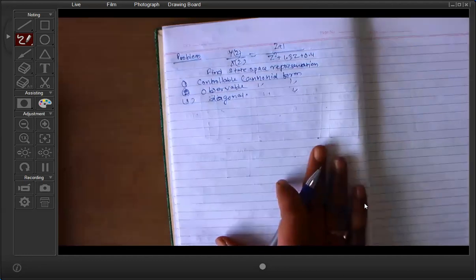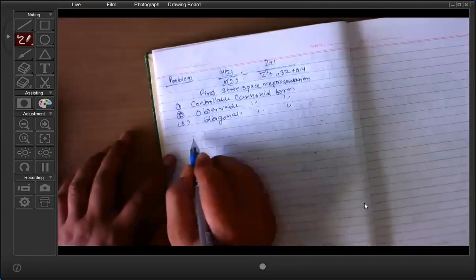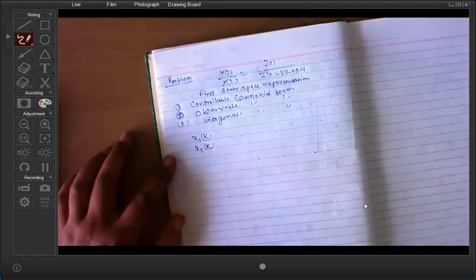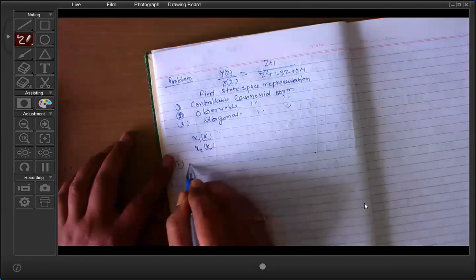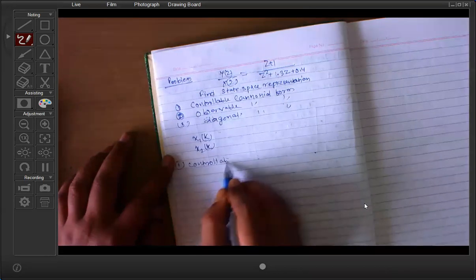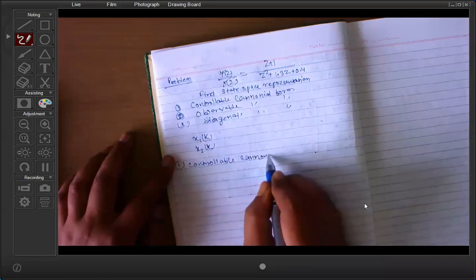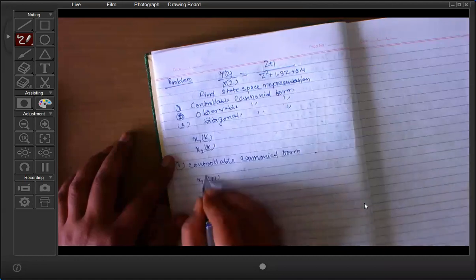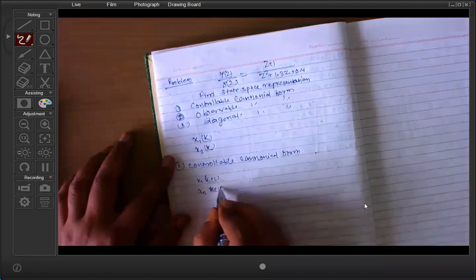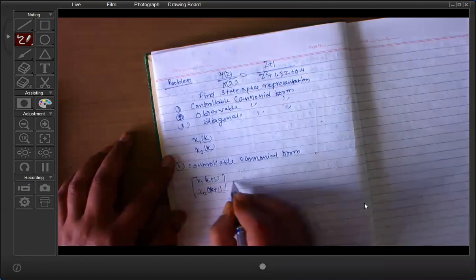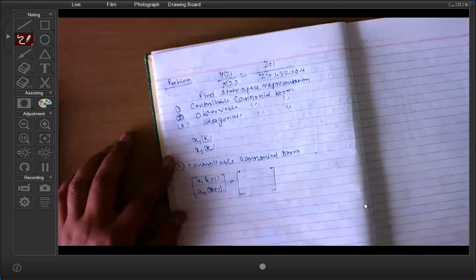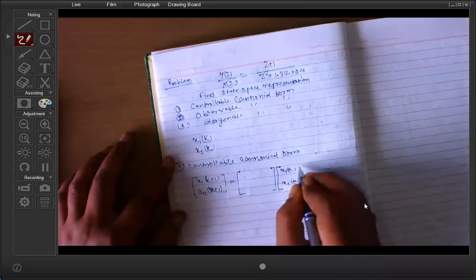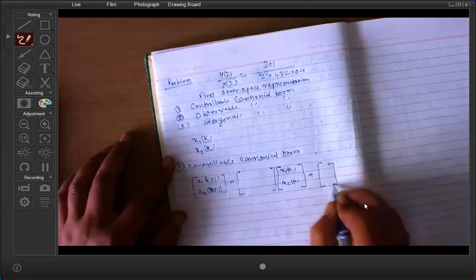2. Okay, so suppose we have the first state variable x1(k) and the second state variable x2(k). The first form is called the controllable canonical form. So first we have to write x1(k+1), x2(k+1) is equal to the G matrix times x1(k), x2(k), plus B matrix into u(k).